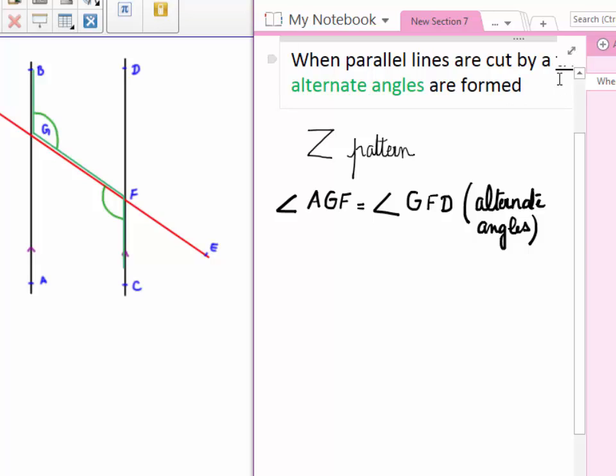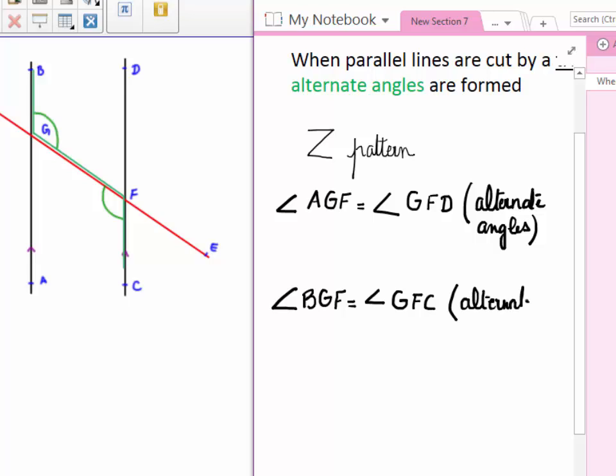Again, I'm gonna say angle BGF equal to angle GFC, angle GFC. Again, I have to add the reason: they are alternate angles.